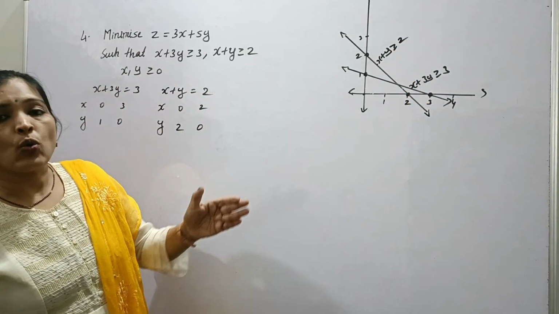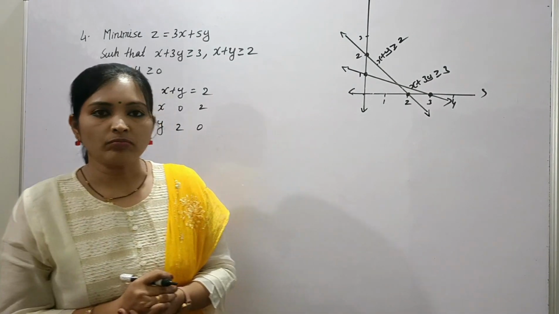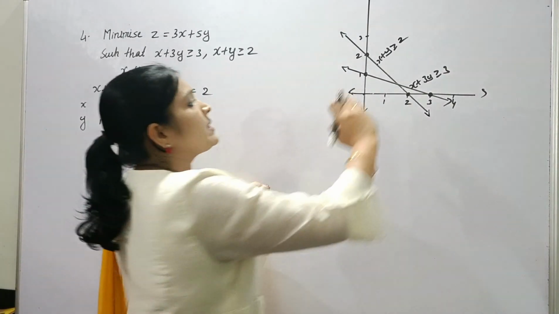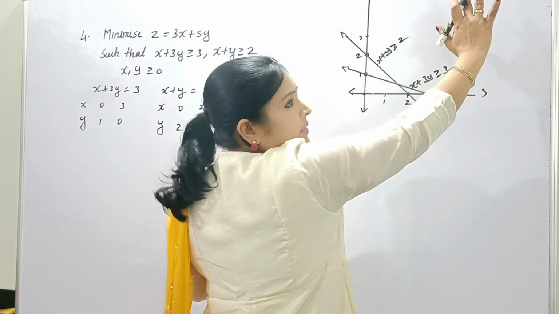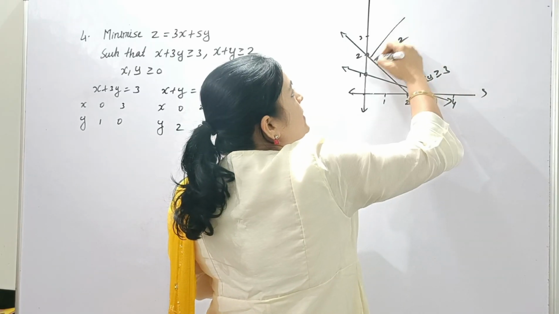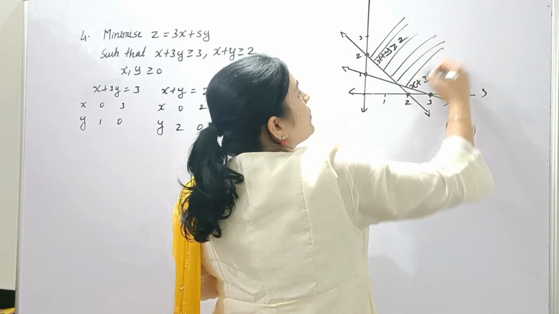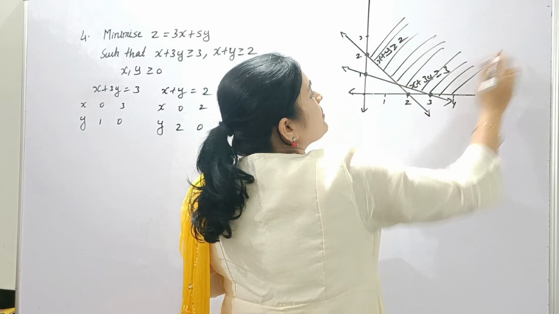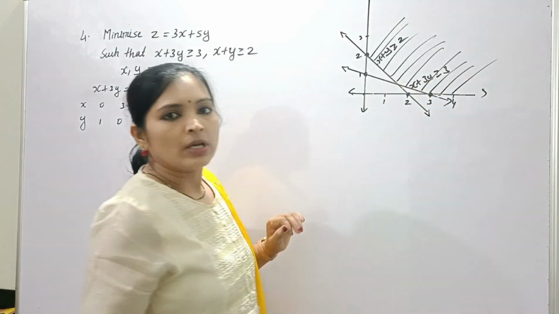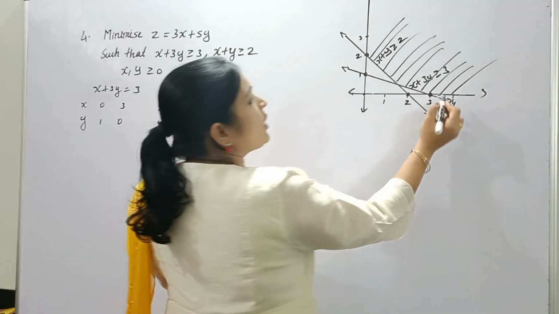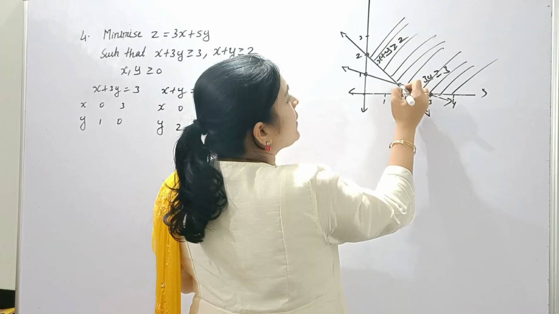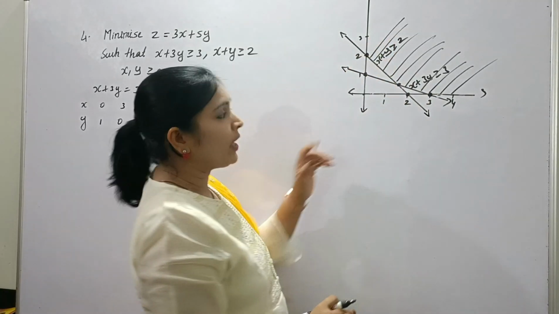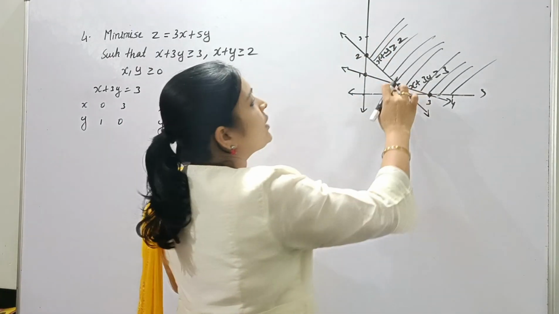See, look at the inequality. It is greater than. Okay, so what is the feasible region? See, outside of this line, right? That is the feasible region. Okay, it is the feasible region. So here, what are the corner points? See, these are the corner points. Okay, no origin. These are the corner points.